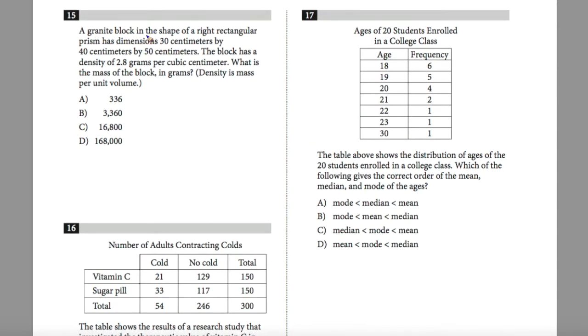15 states a granite block in the shape of a right rectangular prism has dimensions 30 centimeters by 40 by 50. The block has a density of 2.8 grams per cubic centimeter, and I remember from my science classes that density equals mass per volume, but they do give it to me here. It says, what is the mass of the block? So if density is 2.8 grams per cubic centimeter, they want me to figure out what is the mass of the block.